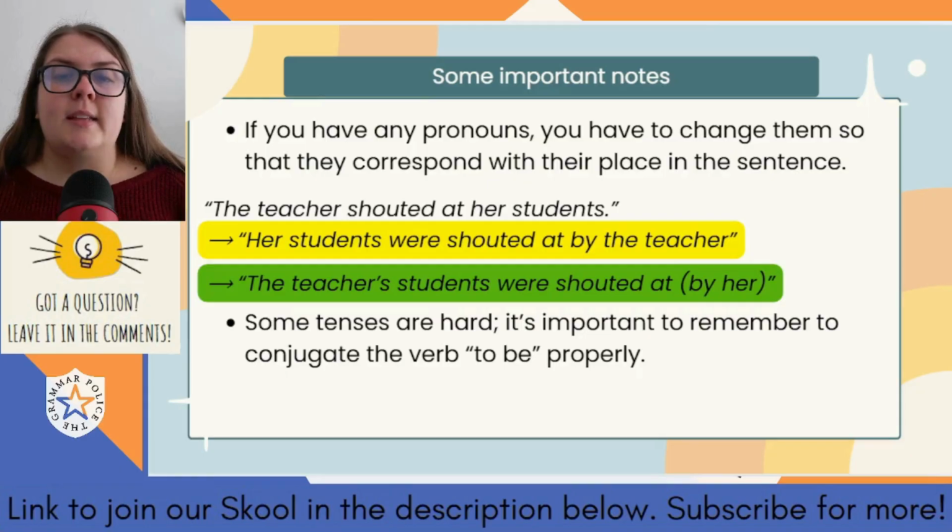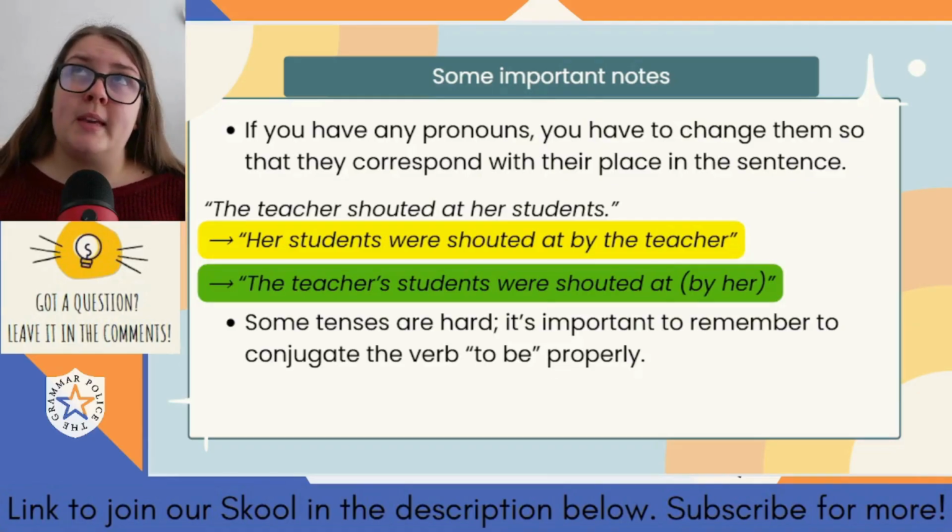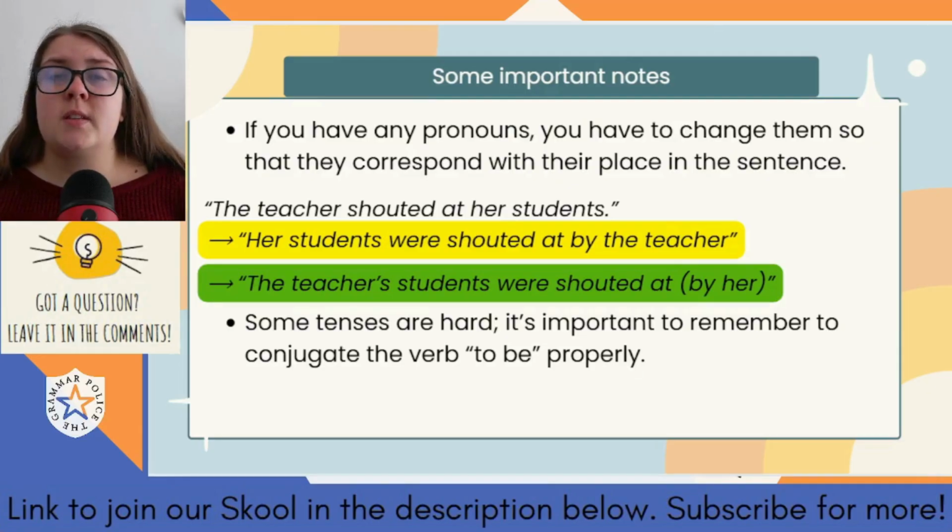Okay? In some tenses as well, it can be quite hard to remember to conjugate the verb to be correctly. So for example, one of the biggest issues that I often see with students is the present continuous tense. It's really important to remember that it's not just is, but is being. Okay, so for example, I could say, I am eating a croissant. A croissant is being eaten by me. Okay?